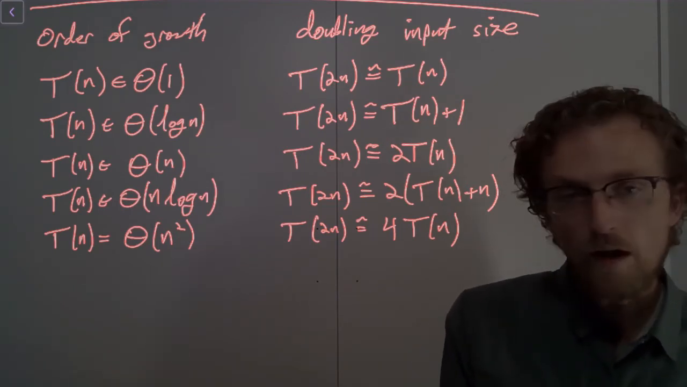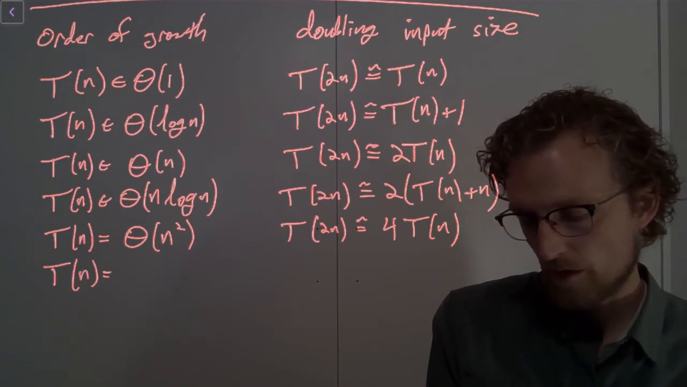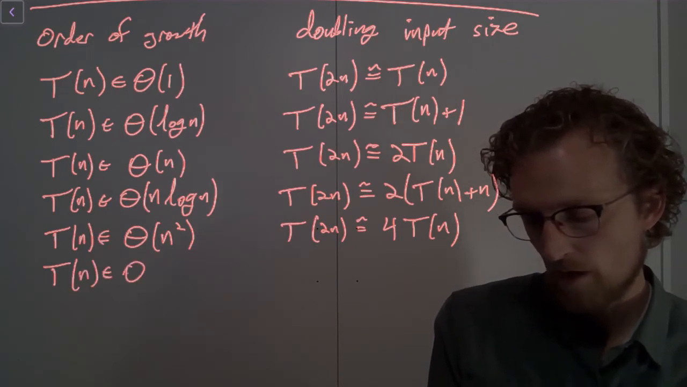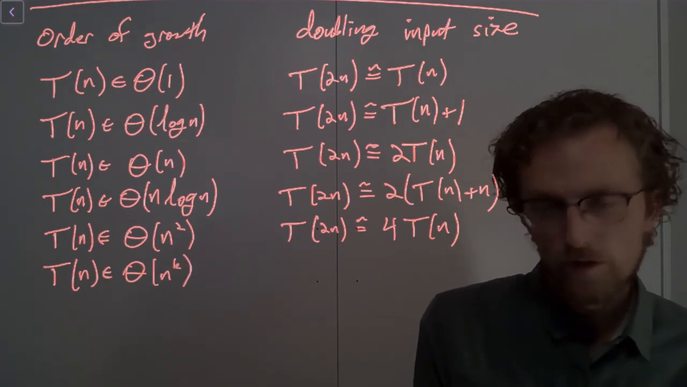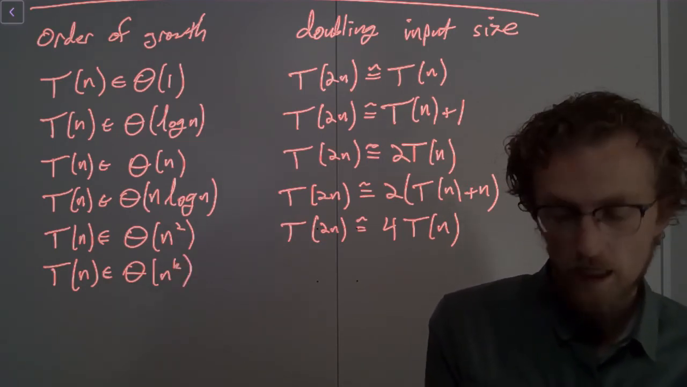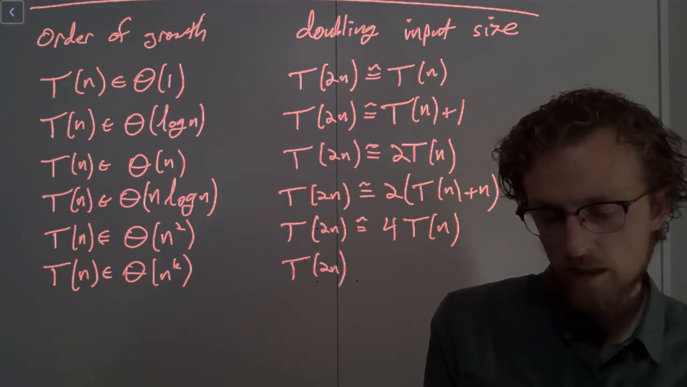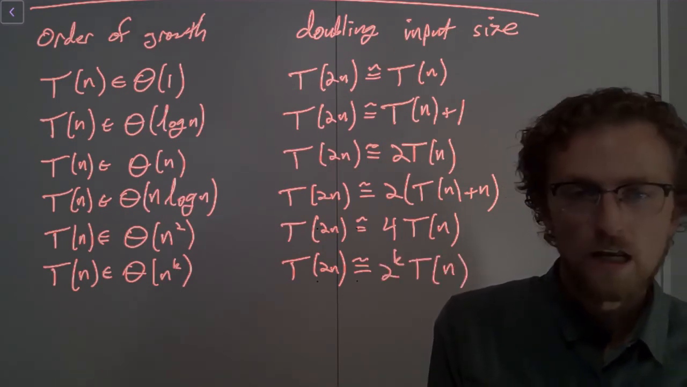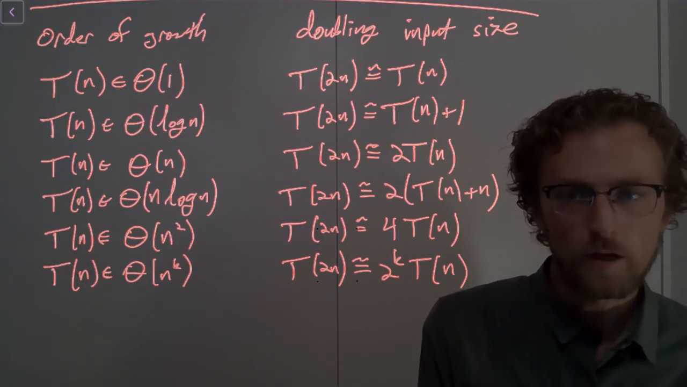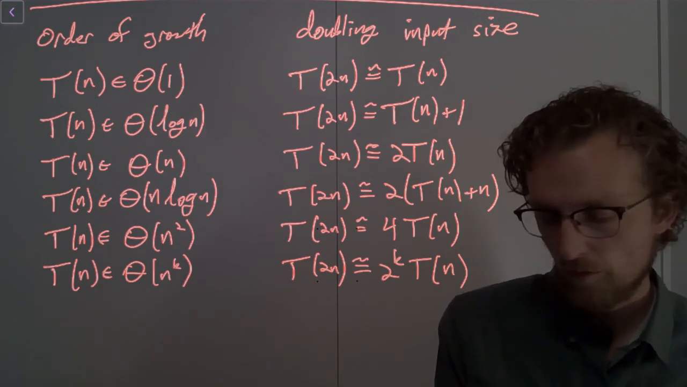Okay, so now I could say, what about T of n is a member of big theta of n to the k, where k is some power now. Well, now we're getting into some worse scaling. It's actually not egregiously bad yet, but this is going to look something like 2 to the k times T of n, right? And you can actually plug in 2 for k if you like, and you'll just recover the same n squared quadratic scaling that we saw before.